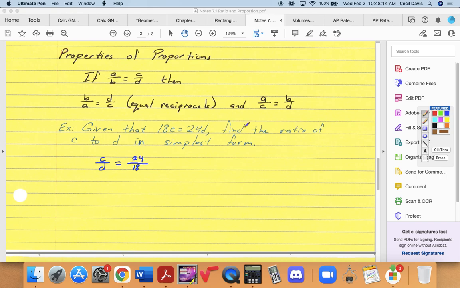And it says in simplest form, so I've got to reduce this. Those are both evenly divisible by 6. So your answer is 4 to 3. It's not a hard problem. But again, I guarantee it'll be on the quiz, it'll be on the test, and there'll be some of you who miss it on both, which is really, really sad. All right.